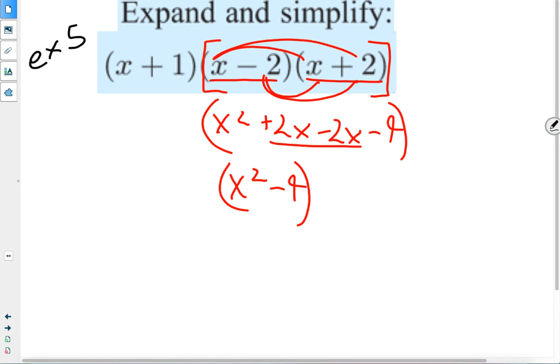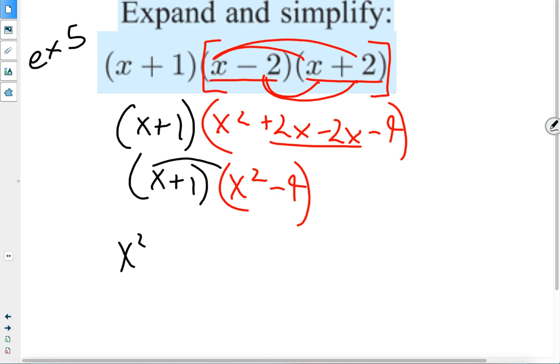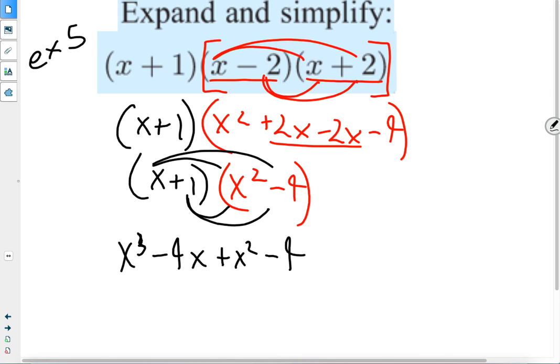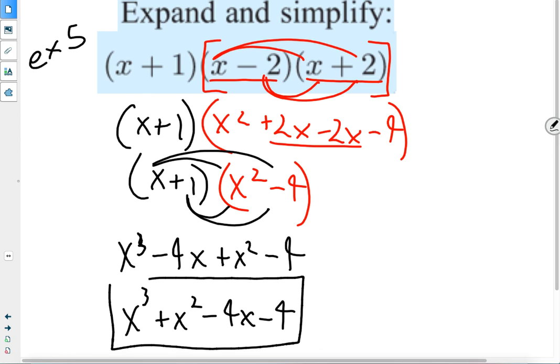So now, I know that this was just being multiplied and dropping down here, so now we actually have to multiply it out. So, x times x squared is x cubed minus 4x plus x squared minus 4. So there are no like terms, I don't group them, but I should write highest degrees first. So x cubed, now rearrange this, plus x squared minus 4x minus 4. And that is expanded and simplified.